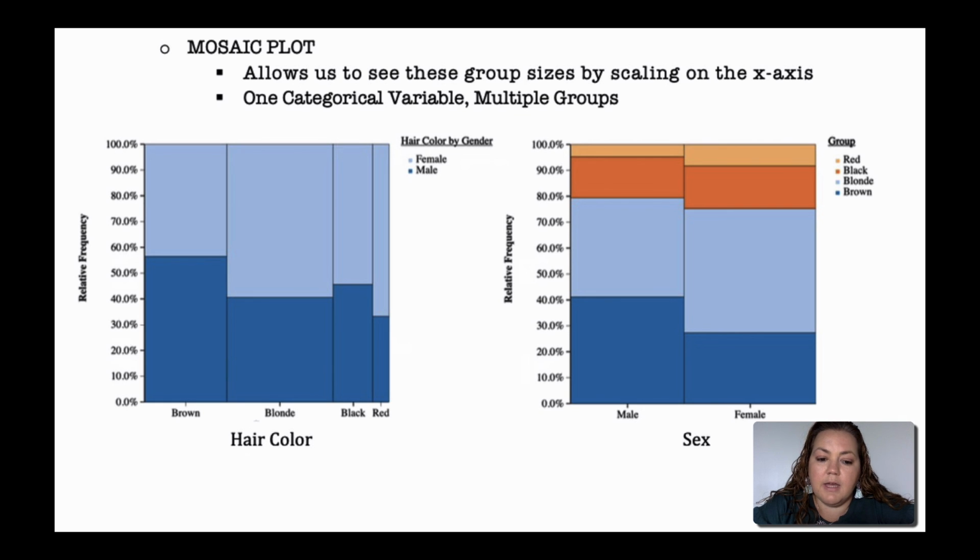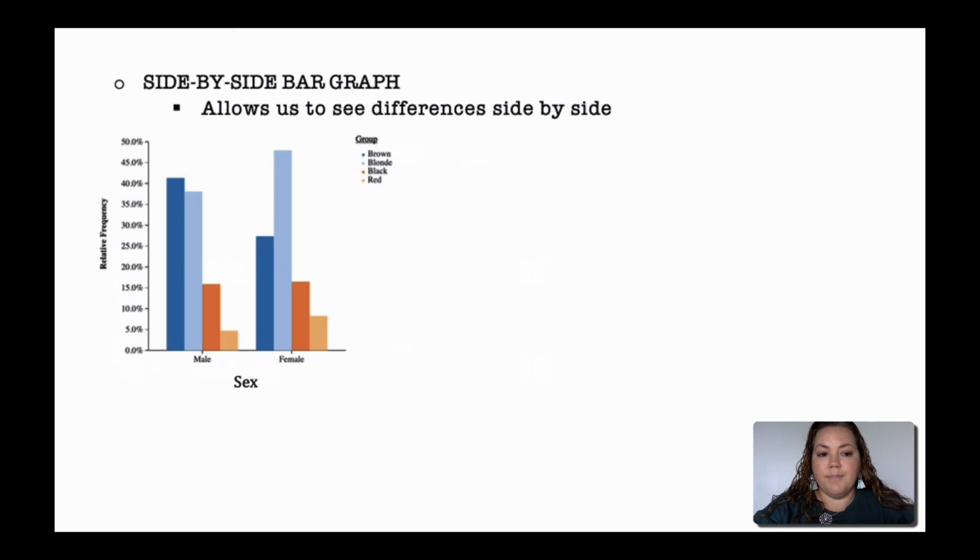Okay, so you can see this time it makes a difference because the category for blonde is larger because there's more blondes. Or in the one where it's by sex, you can see that the female group is a little bit larger because there are more females. Okay, so it actually takes up the area principle, like this amount of space matches the amount of people. All right. You could also do a side-by-side bar graph. This allows us to see the differences side by side.